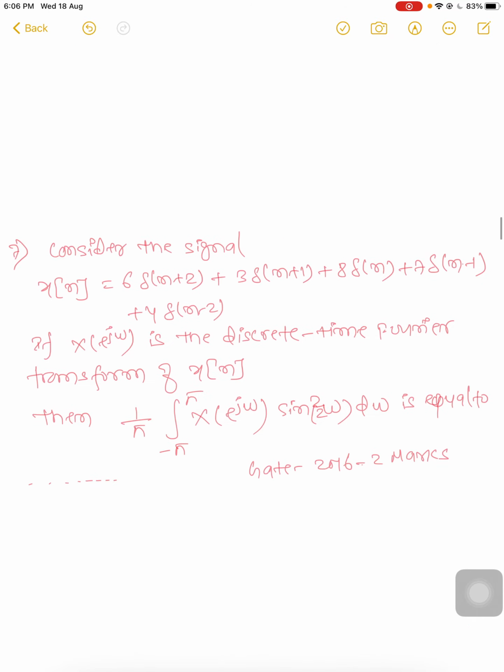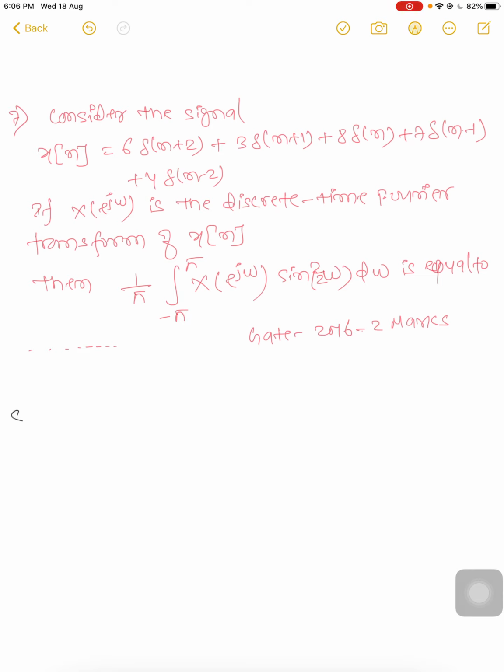Now comes the next question. Consider the signal x[n] is equal to 6 delta[n plus 2] plus 3 delta[n plus 1] plus 8 delta[n] plus 7 delta[n minus 1] plus 4 delta[n minus 2]. If X(e to the j omega) is the discrete time Fourier transform of x[n], then 1 by 2 pi, integral from minus pi to pi of X(e to the j omega) sin square 2 omega d omega is equal to, we have to find out the integration, which was asked in GATE 2016 for 2 marks.